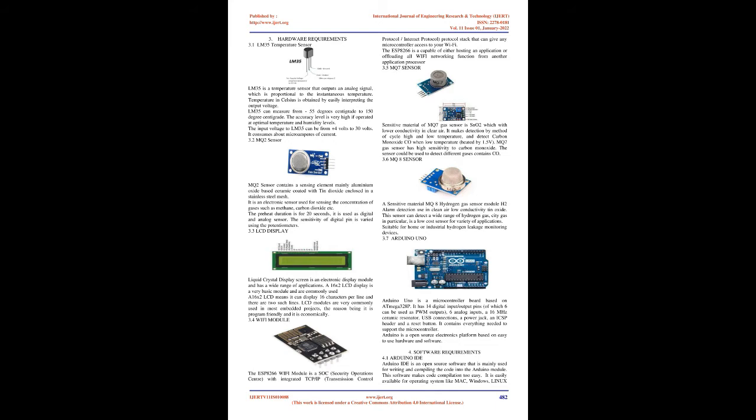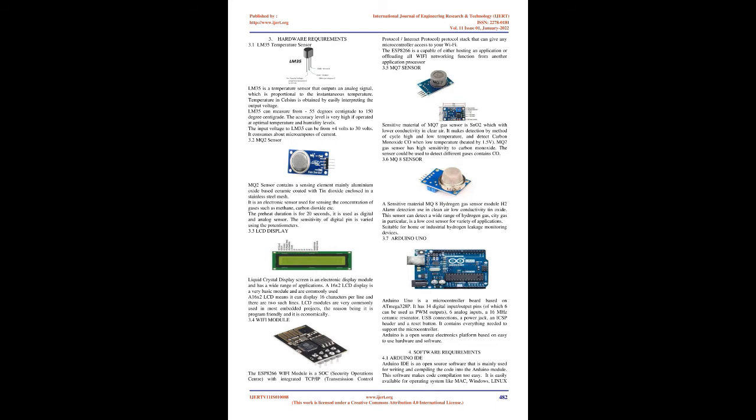3.2 MQ2 sensor. The MQ2 sensor contains a sensing element, mainly aluminium oxide-based ceramic coated with tin dioxide, enclosed in a stainless steel mesh. It is an electronic sensor used for sensing the concentration of gases such as methane, carbon dioxide, etc. The preheat duration is 20 seconds. It is used as a digital and analog sensor. The sensitivity of the digital pin is varied using the potentiometer.